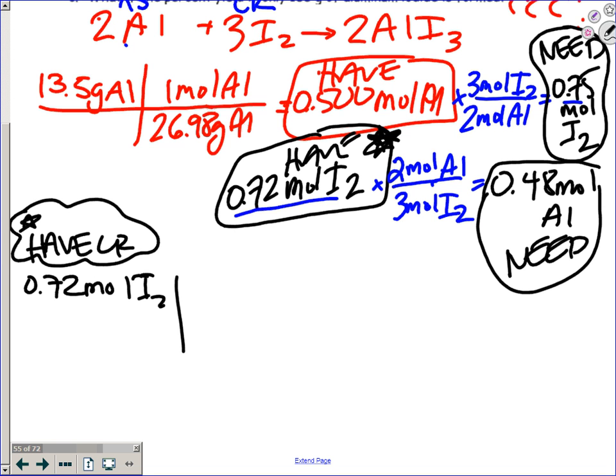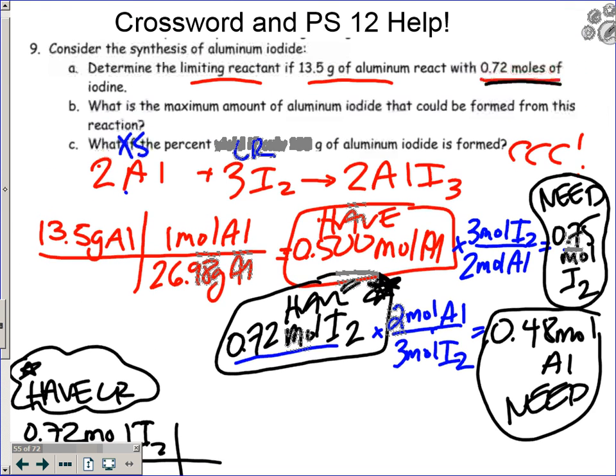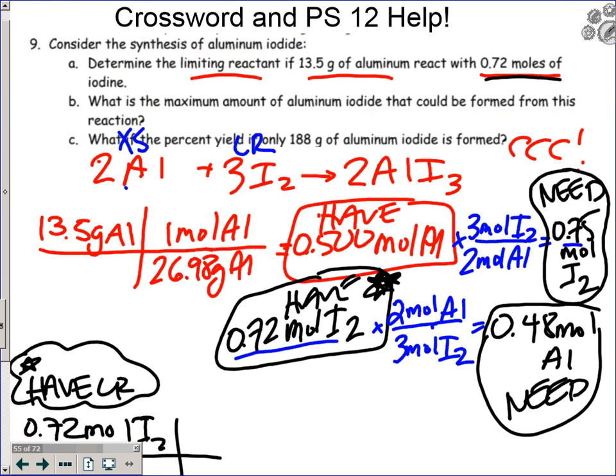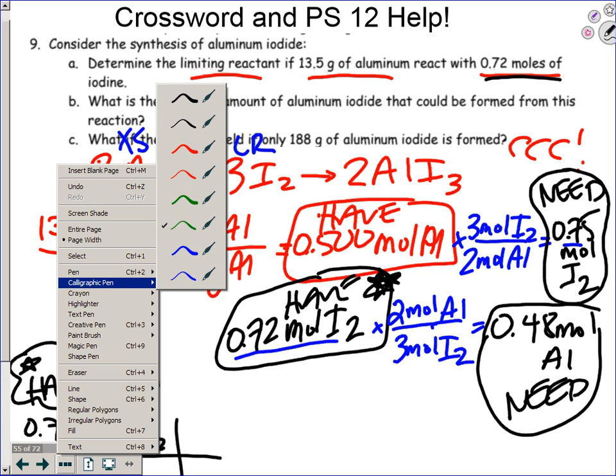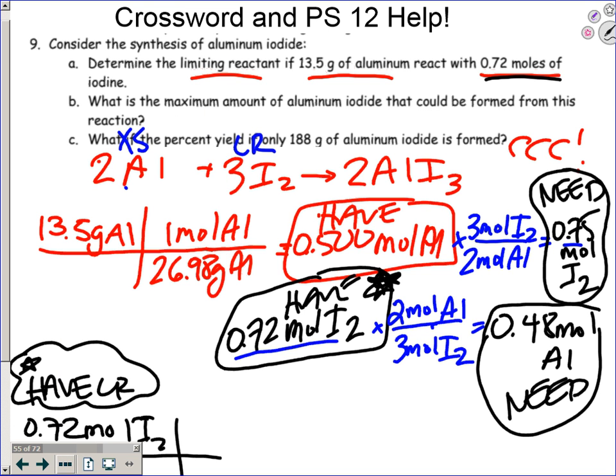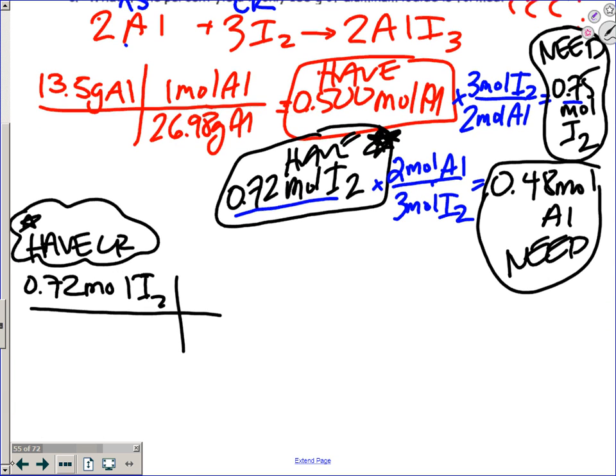Okay, so what are we solving for in B? Wait, what about A? Determine limiting reagent. Done. The LR is iodine. What am I solving for in B, guys? The maximum amount of AlI3. But what unit am I looking for? Grams, right? The question is grams of AlI3, and that's what my final step is going to get me to.